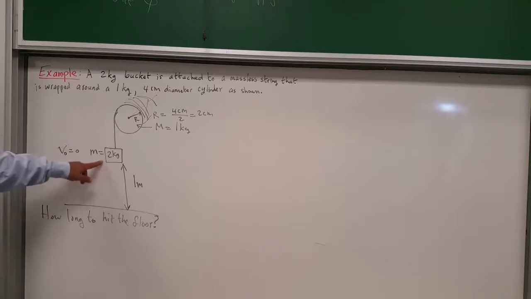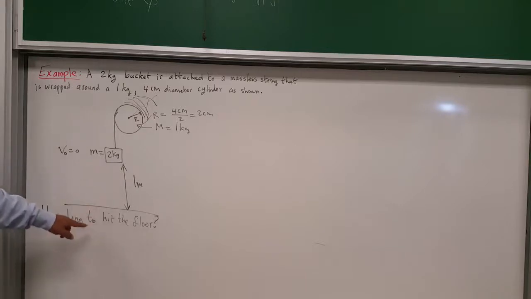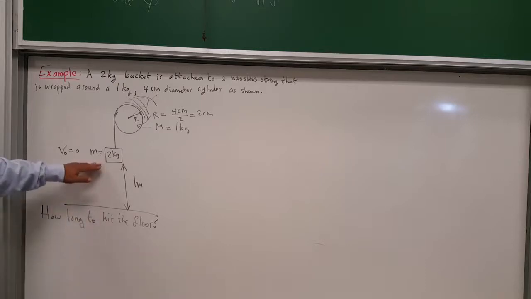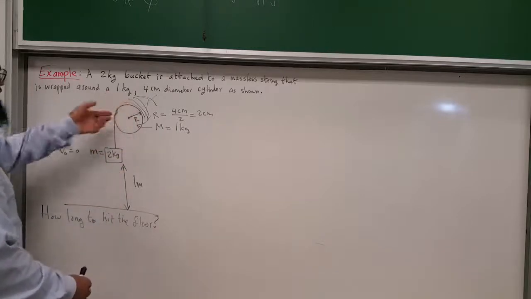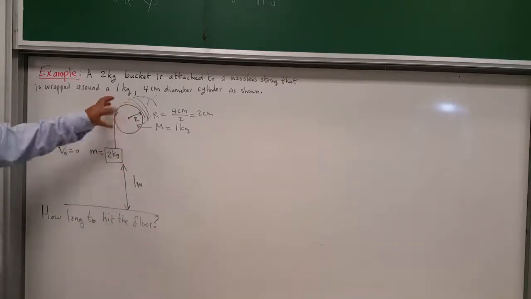You have this mass here, it starts at rest. As it falls, how long will it take it to drop by 1 meter? So the initial height is 1, the final height will be 0. So how long will it take to go? As you may imagine, everything is at rest. As you release it, the mass falls and the string gets released and the pulley spins.